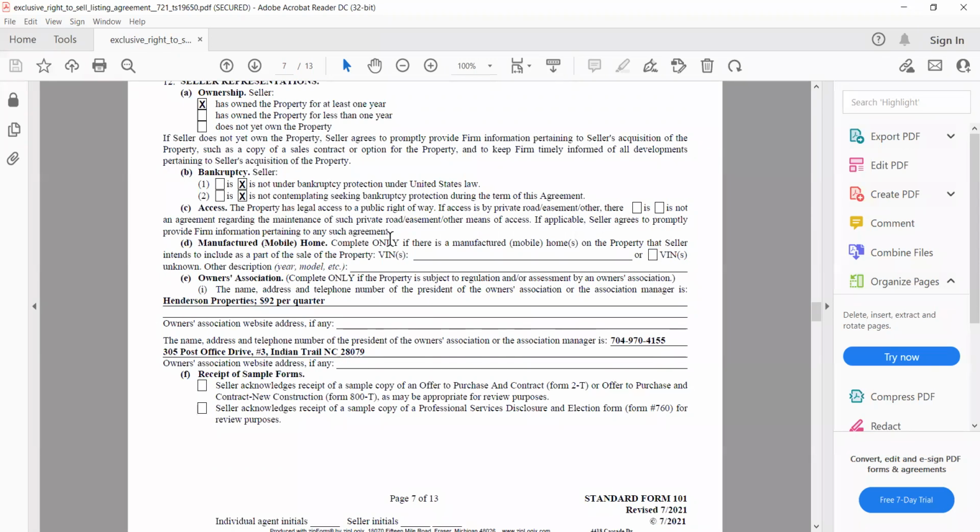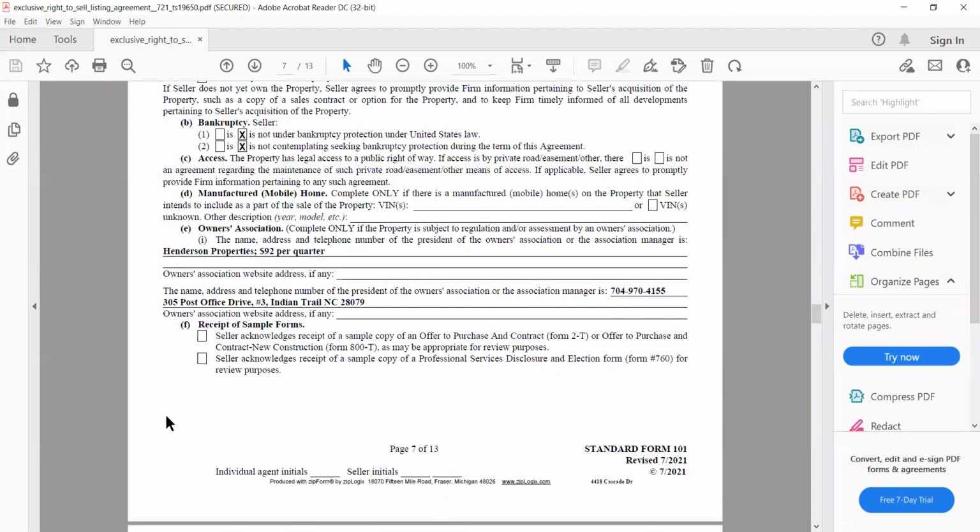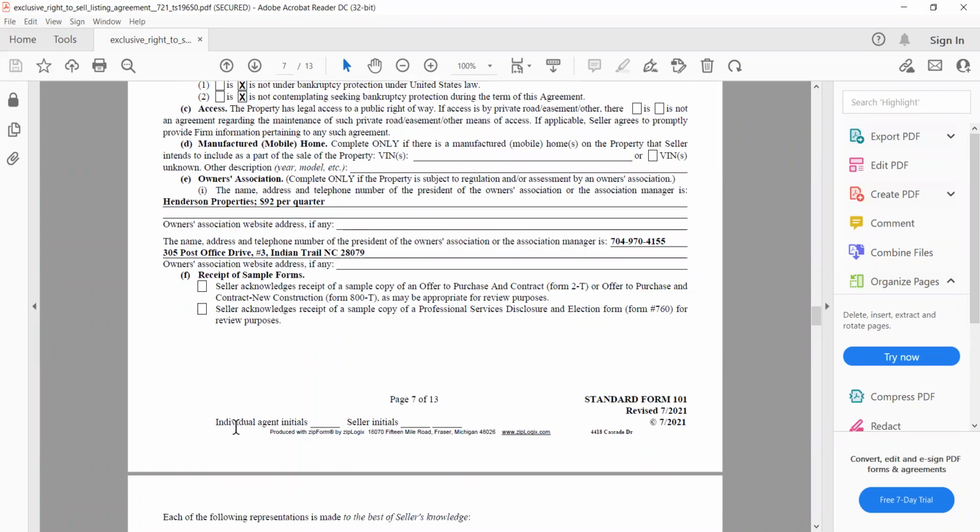Is it a manufactured home? If so, fill subset D out. And then subset E, a lot of agents forget this. If there's an owner's association, put the information in here. See, once you have the proper information here, all you have to do is copy and paste into the MLS, right? Okay, so you look for information one time and then you just copy paste.